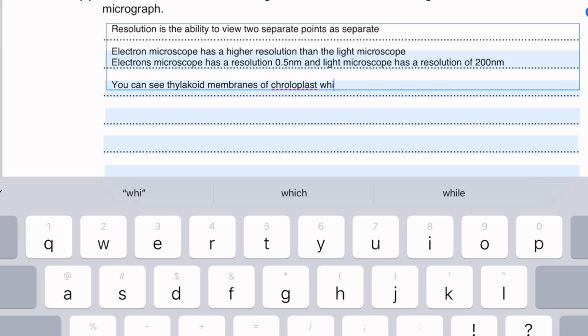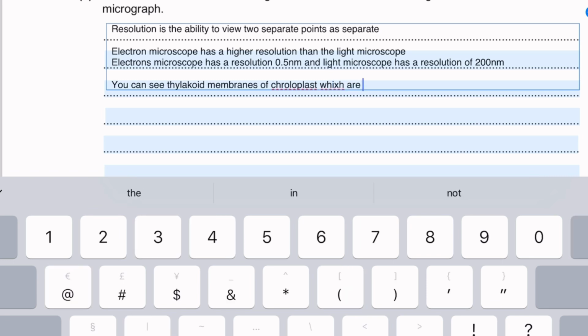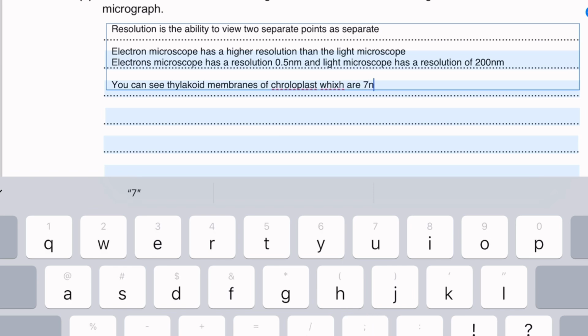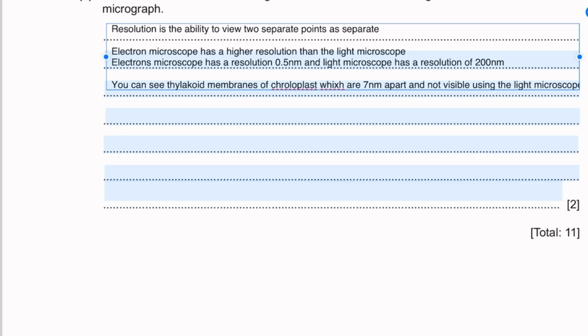and any other membranes, which are 7 nanometers apart. You can also see the cell membrane, you could also see the nuclear envelope, you could see lots of things. So which are 7 nanometers apart and not visible using the light microscope. Okay, now I'm going to move on to the next question.